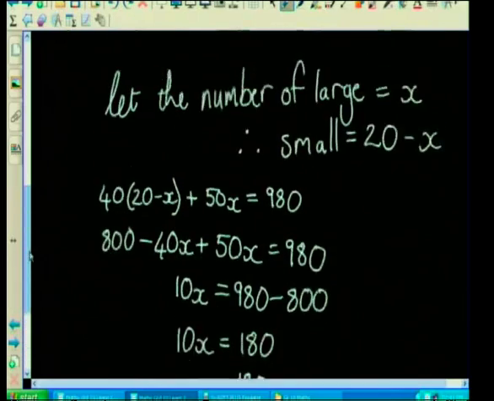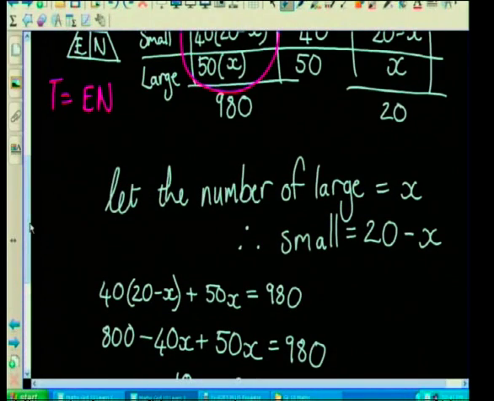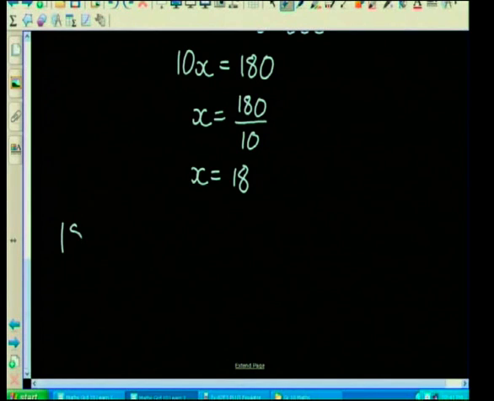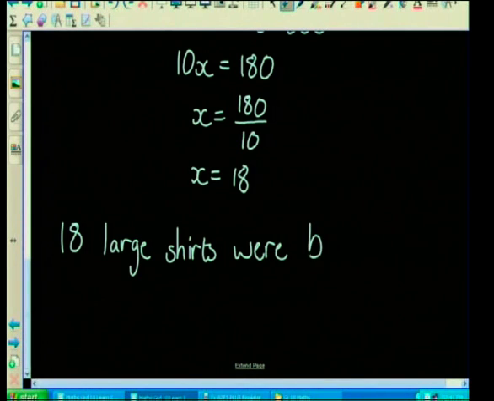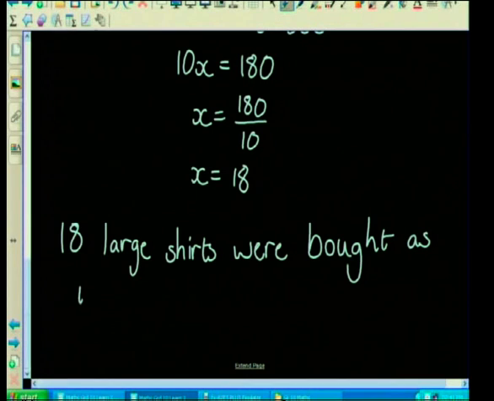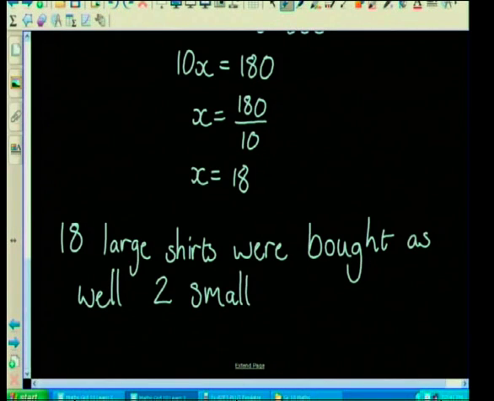What was x equal to? X was the number of large shirts, so that means 18 large shirts were bought and 2 small shirts. We've answered the question. It sounds like a logical answer. Everything's going well. Let's move on to the next question.